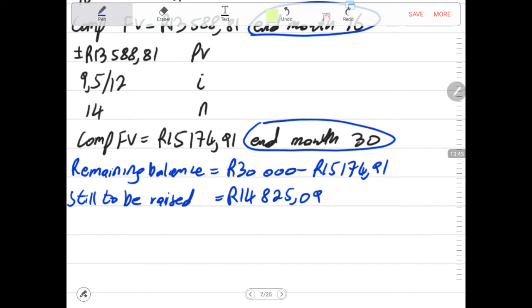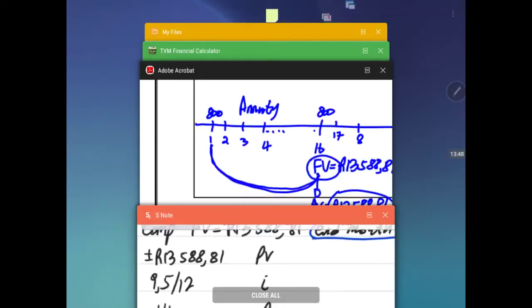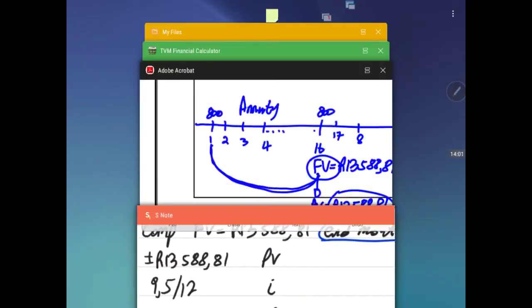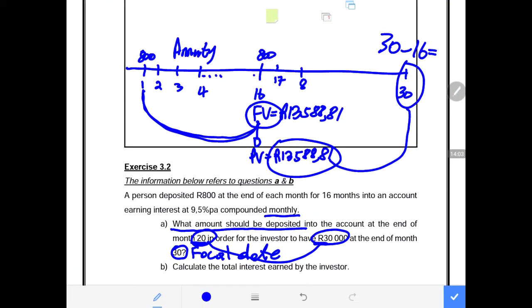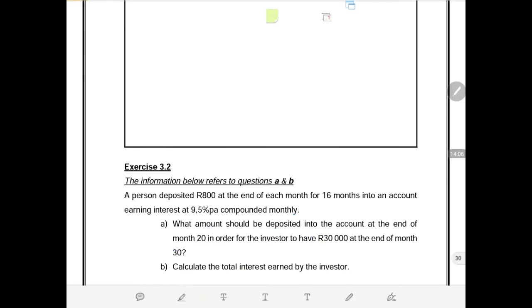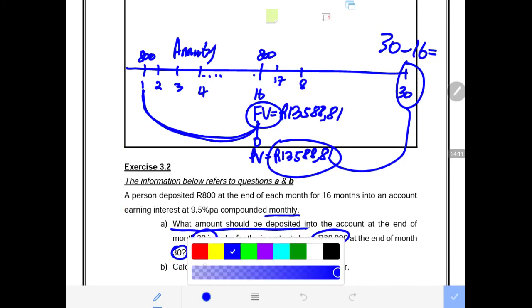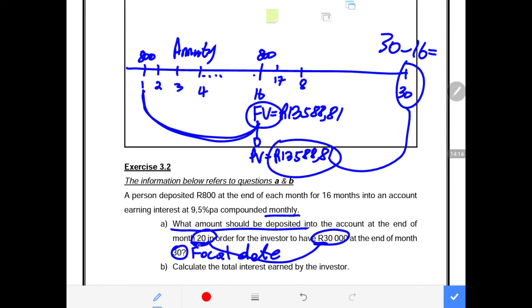So now we are told that in order for us to raise this amount, we must not make monthly payments again. They said so. What must we do? We must invest a once-off amount, meaning a present value. When must this amount be invested? They told us that this amount must be invested at the end of month 20. So now that is what we are looking at. We must invest this amount of money at the end of month 20.